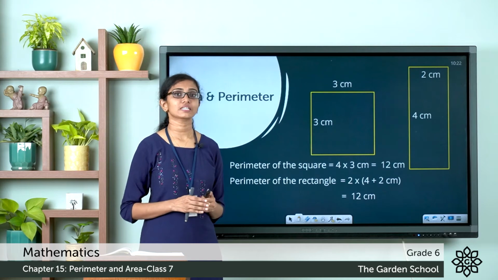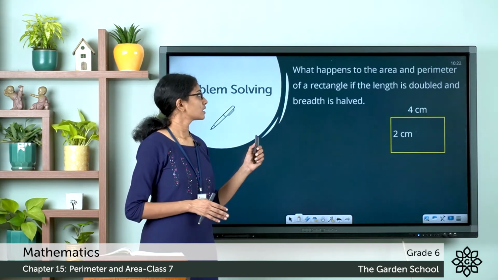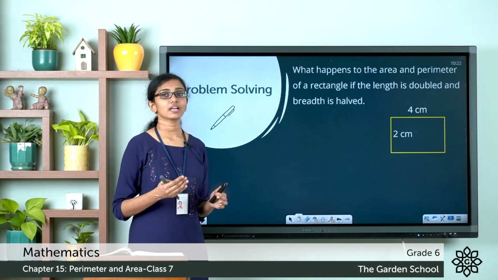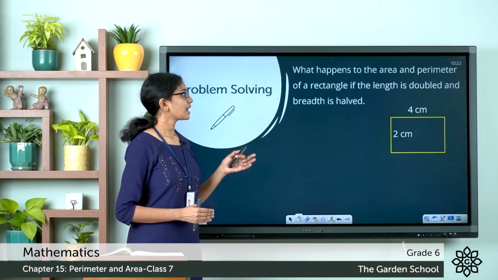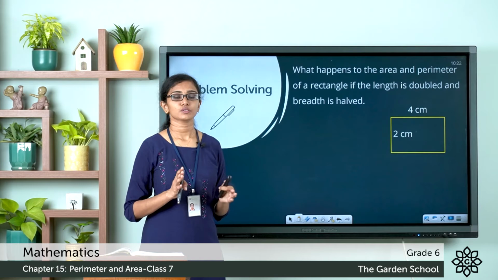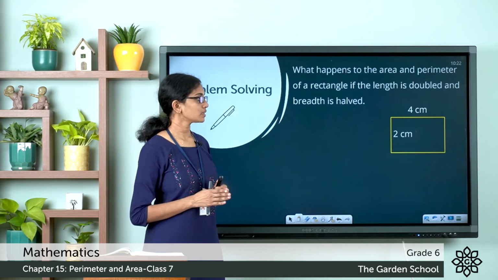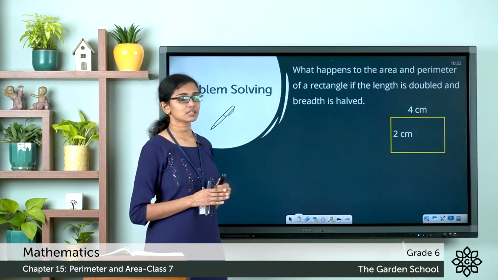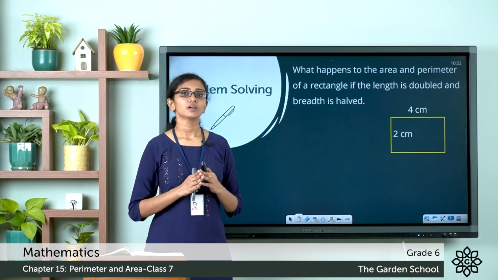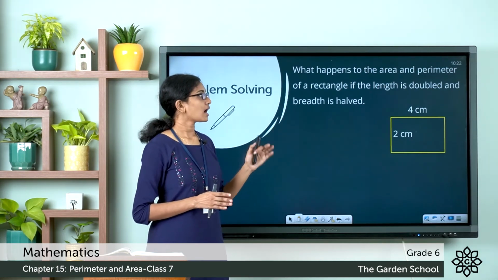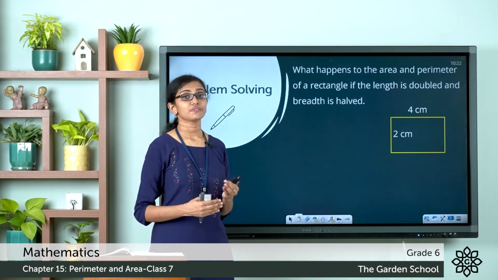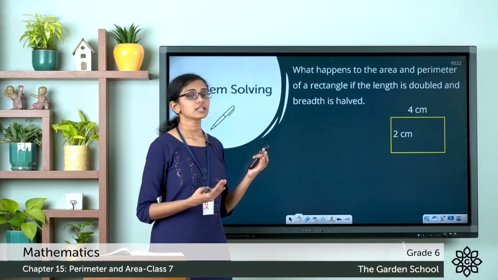Now, let's look at a different example. What happens to the area and perimeter of a rectangle if the length is doubled and the breadth is halved? So, here you can see an example. For this rectangle, the length is equal to 4 centimeter and the breadth is equal to 2 centimeter. Now, we are being asked what will happen to the area and perimeter of a rectangle if we double the length and halve the breadth.